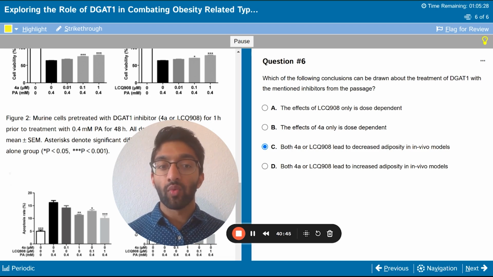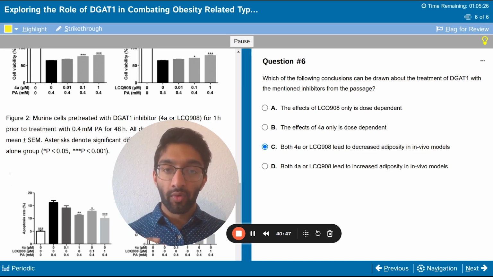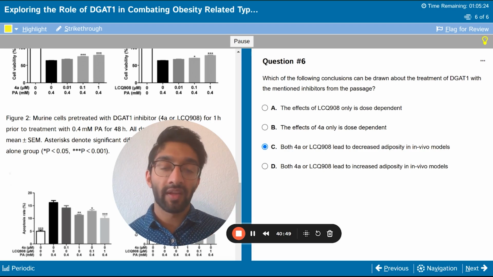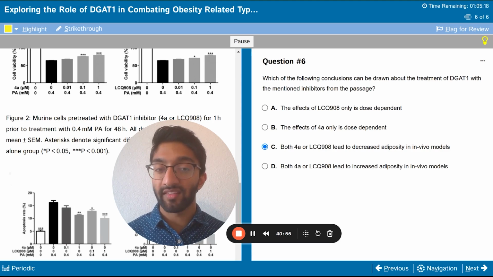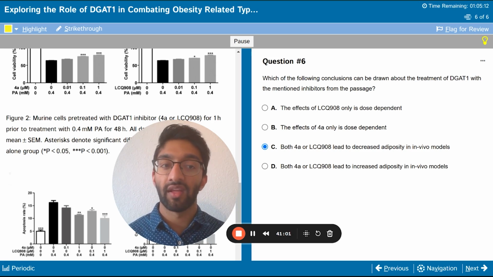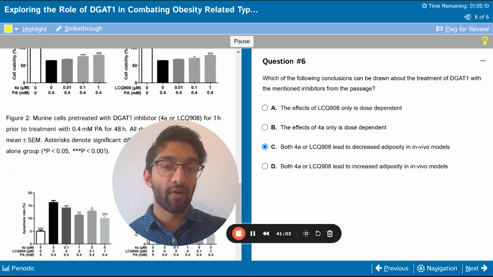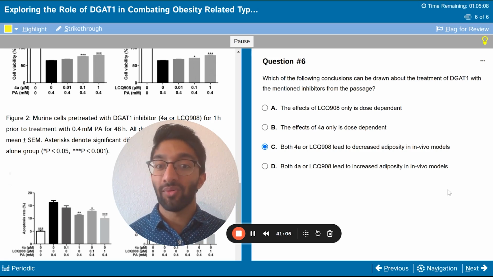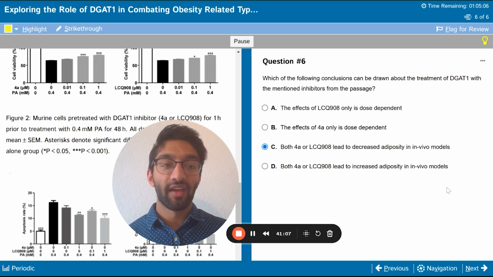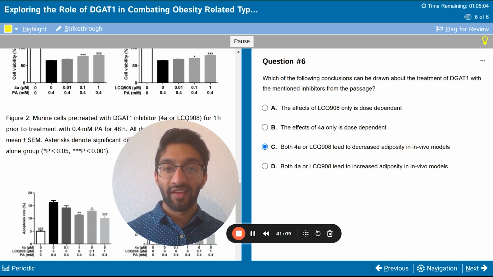With these inhibitors, we want to decrease the load of obesity and diabetes, right, in these mice and in the patients at the end. So once again, for this reason, these effects are dose-dependent, yes, and both of them are effective, and both of them can actually decrease adiposity in these in vivo mouse models. So yeah, that was it. That was the passage. I hope you found this passage dissection helpful.